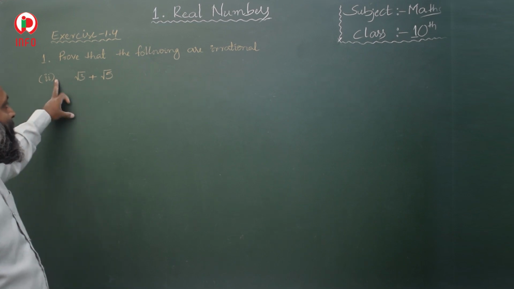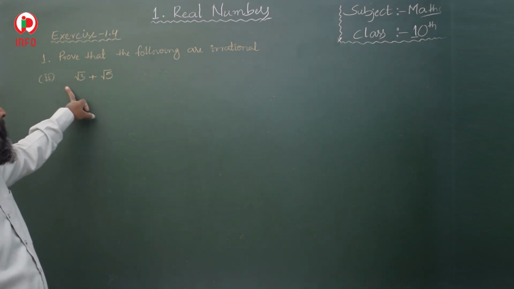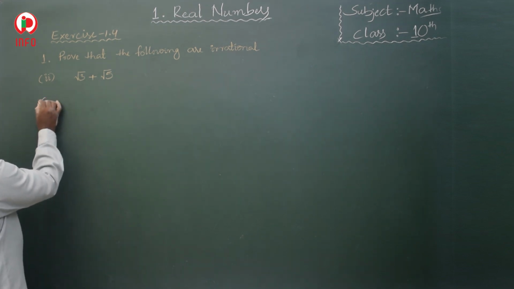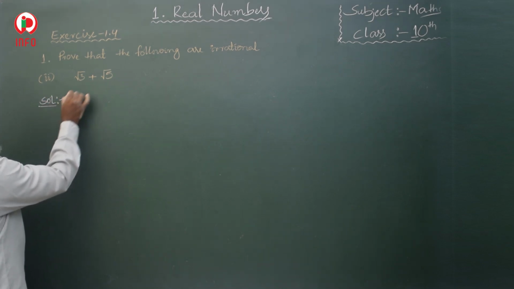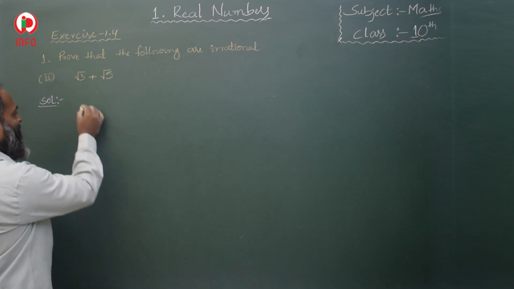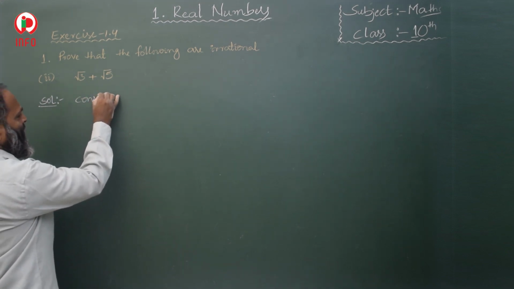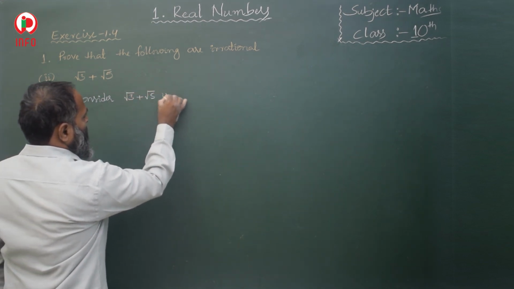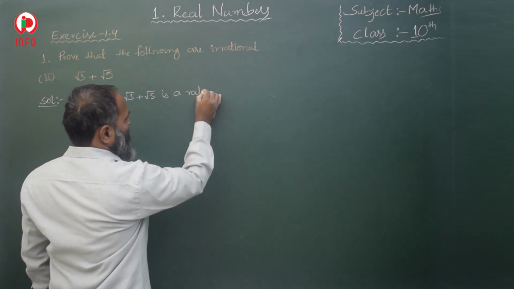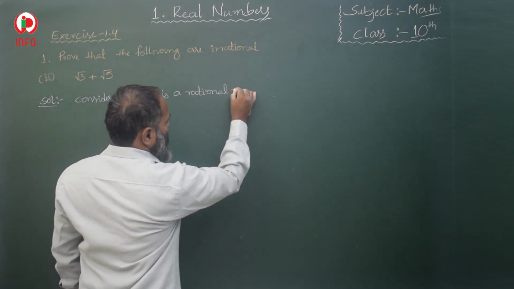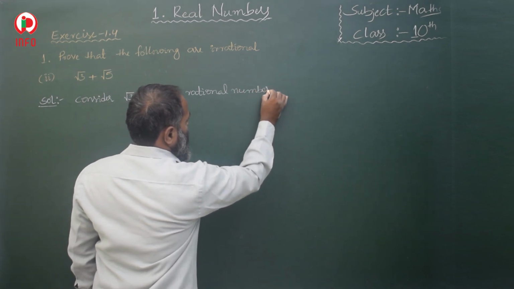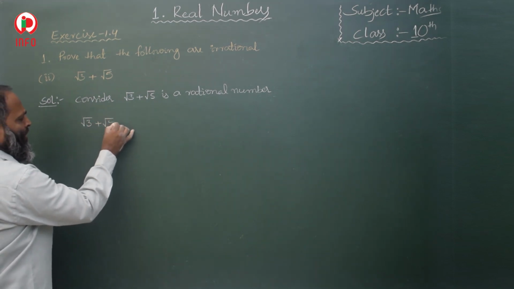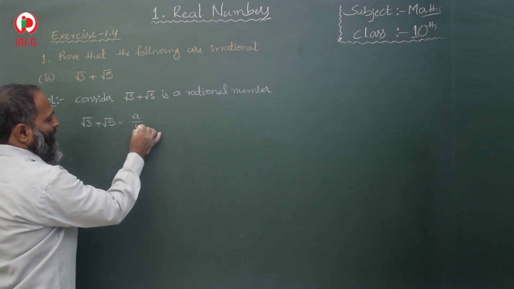Now, the next: prove that the following are irrational. In the second question, root 3 plus root 5 is an irrational number, so that we have to prove. Solution: first, whatever is given, we consider it as a rational number. Consider root 3 plus root 5 is a rational number. So root 3 plus root 5 is in the form of a by b, since rational numbers are in the form of a by b.